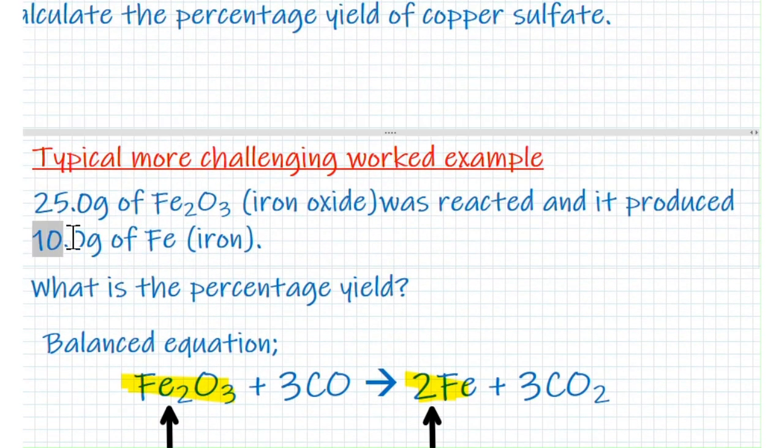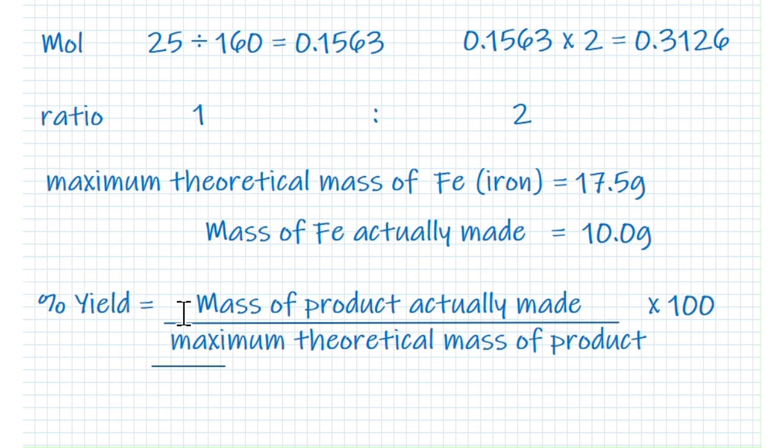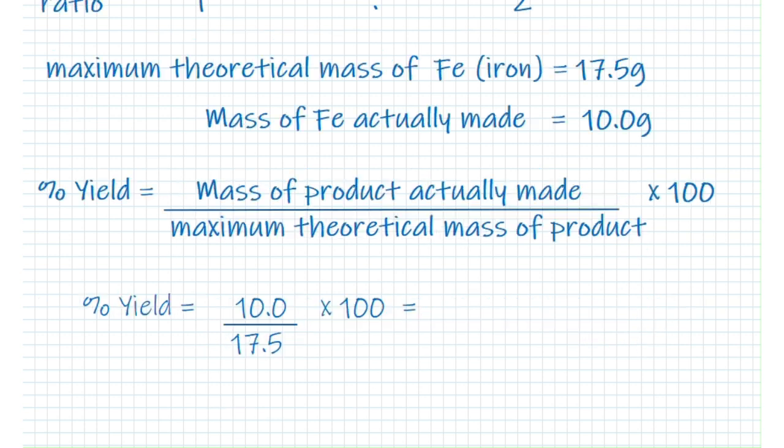The percentage yield is the mass of the product actually made divided by the maximum theoretical mass times 100. So that's 10 divided by 17.5 times 100, and that gives us a percentage yield of 57%.